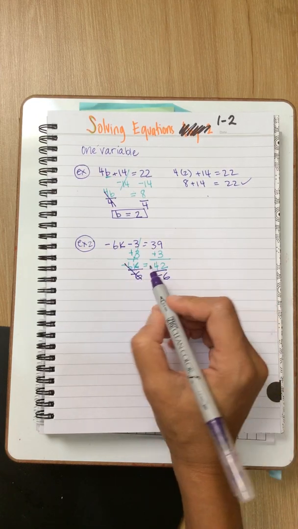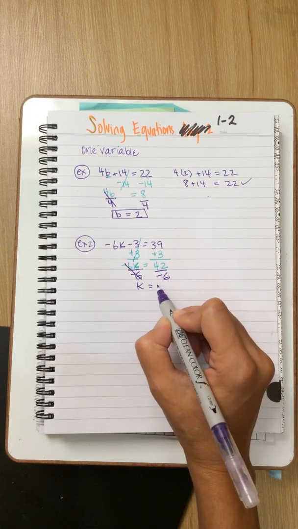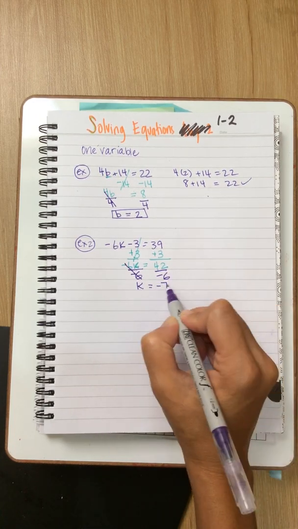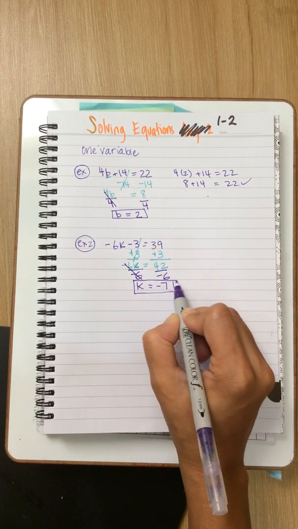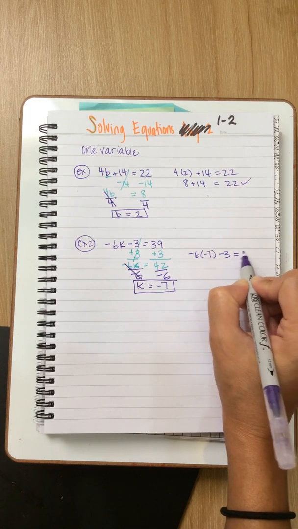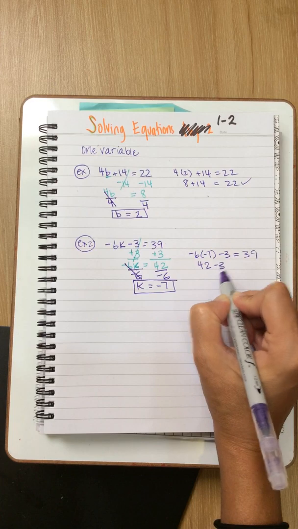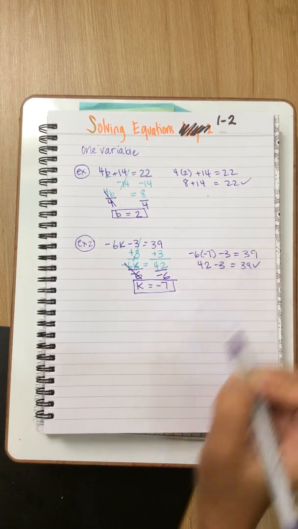Negative 6 divided by negative 6 is 1, so I just have k over here. And 42 divided by negative 6 is negative 7. So there is my answer. And then I can check. Negative 6 times negative 7 minus 3. Do I get 39? Negative 6 times negative 7, that's 42. Minus 3, yep, that's 39. Check.